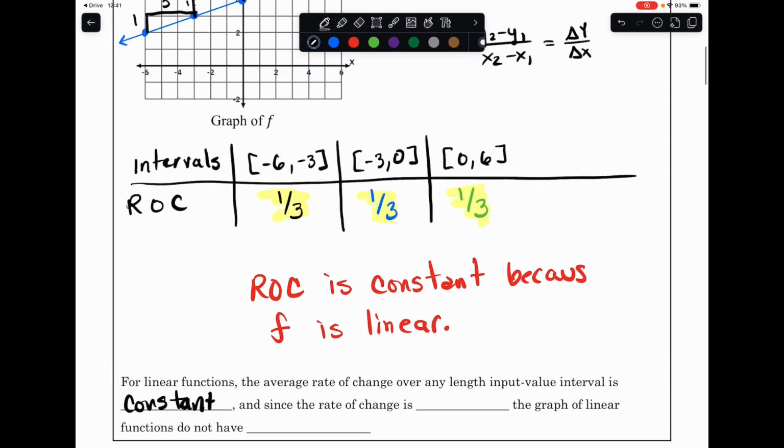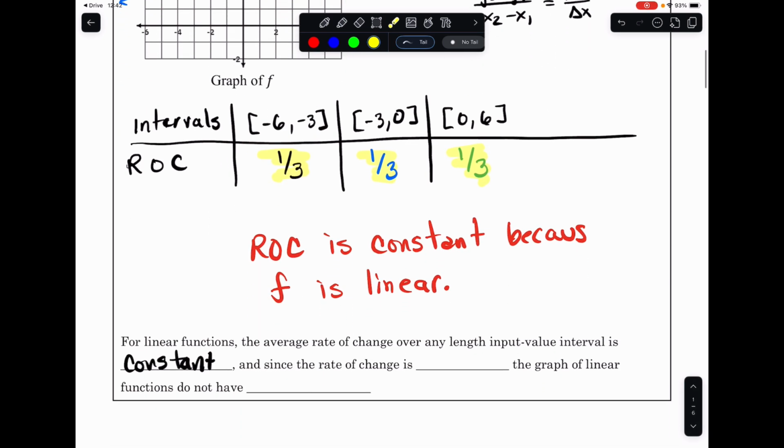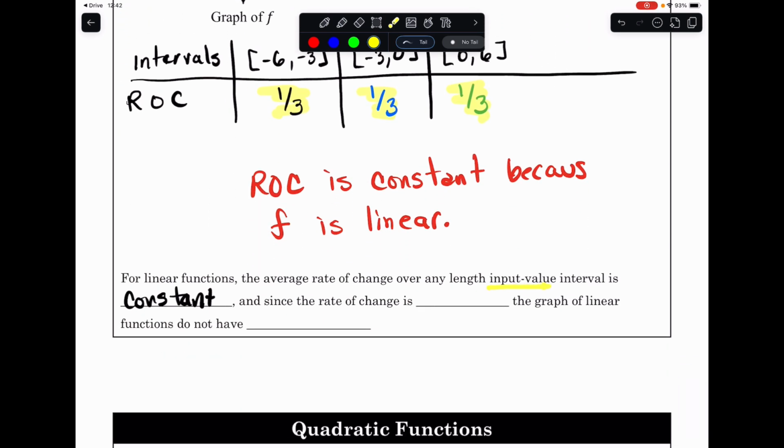Which, as you saw, if I look at the table, my intervals were going by 3. So negative 6 to negative 3 to 0, they were all going by 3. But then from 0 to 6, it went by 6. So it doesn't matter what length interval I use. When I looked at the rate of change, dividing again the change in y over the change of 6 reduced again to the fraction 1 over 3. It still gave me the exact same value. So regardless of how long I make the length of the intervals of the x values, my rate of change is always going to be constant.